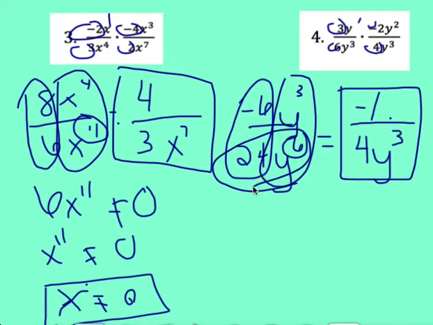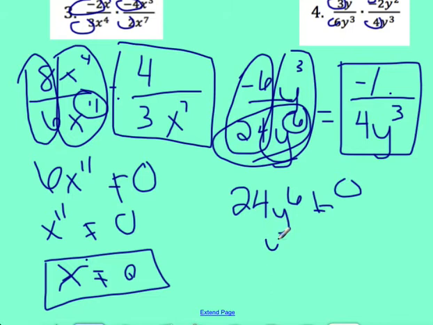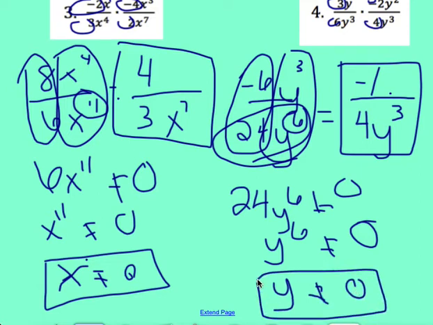To get my excluded value, I'm going to take my multiplied denominator and say, okay, that cannot equal 0. Well, the only way that's going to be equal to 0 is if y to the sixth is equal to 0, and the only way that's going to be true is if y is equal to 0. So y cannot equal 0. So that's your final answer for number 4.